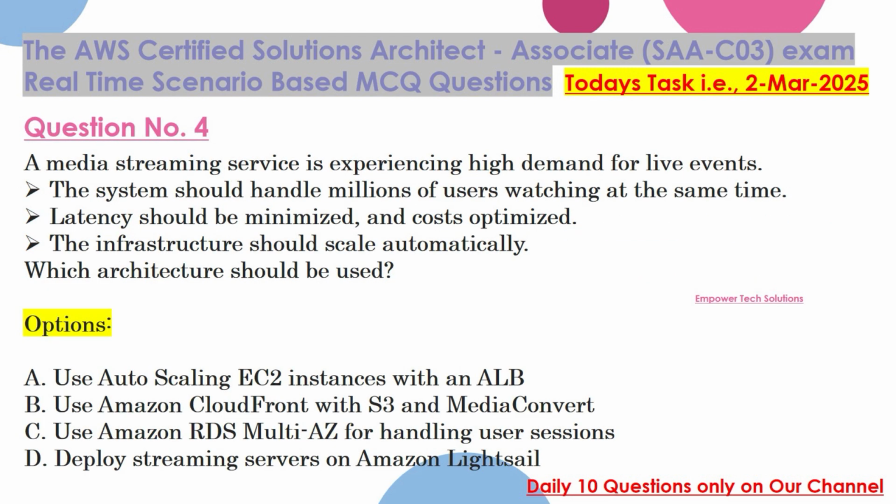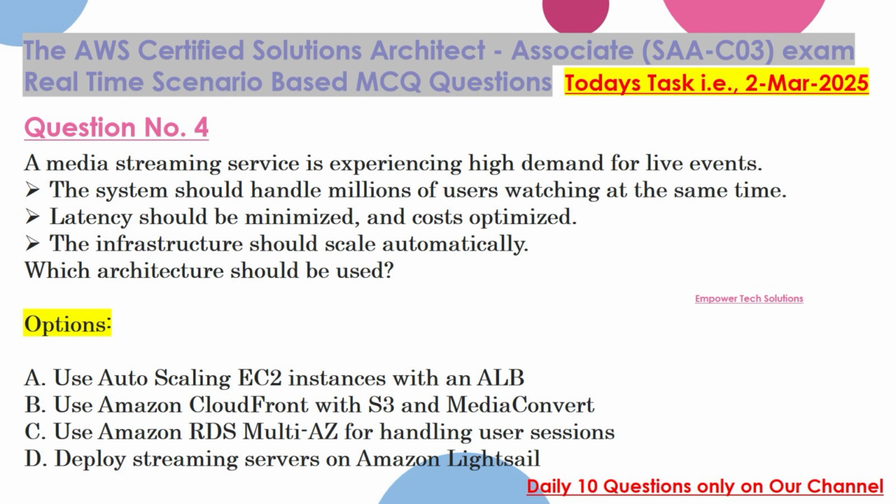Question 4. A media streaming service is experiencing high demand for live events. The system should handle millions of users watching at the same time. Latency should be minimized and costs optimized. The infrastructure should scale automatically. Which architecture should be used?